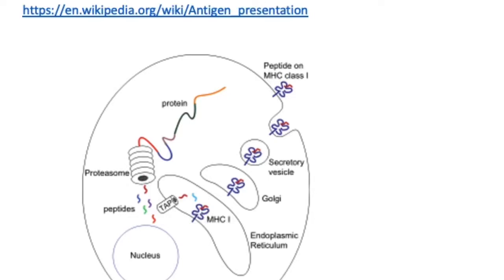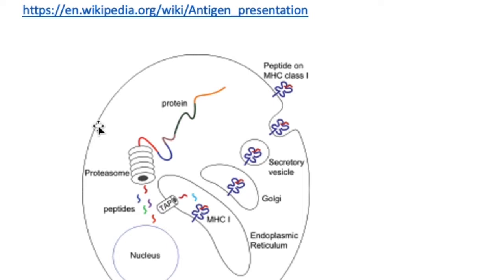Hello guys, and in this video we're going over the endogenous pathway of antigen presentation. There's the endogenous and the exogenous pathway. The exogenous pathway is going to be via MHC class 2. The endogenous is via MHC class 1 and will occur in all nucleated cells. And the exogenous pathway is going to be on antigen presenting cells such as your macrophages and your dendritic cells.